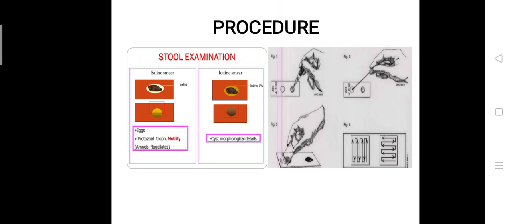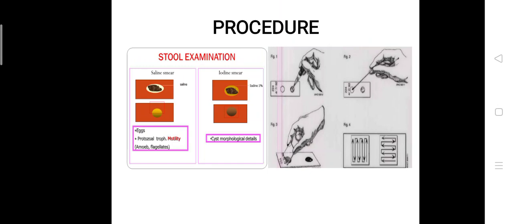So the procedure is, firstly, you apply the patient sample to a small area on a clean microscope slide, then remove any gross fibers and particles in the feces. Then, immediately before the specimen dries, add 1 to 2 drops of saline or iodine with a pipette, then mix with the pipette tip. For different stools you have to change the pipette tip, keep that in mind. Then cover the specimen with a cover slip and avoid air bubbles.